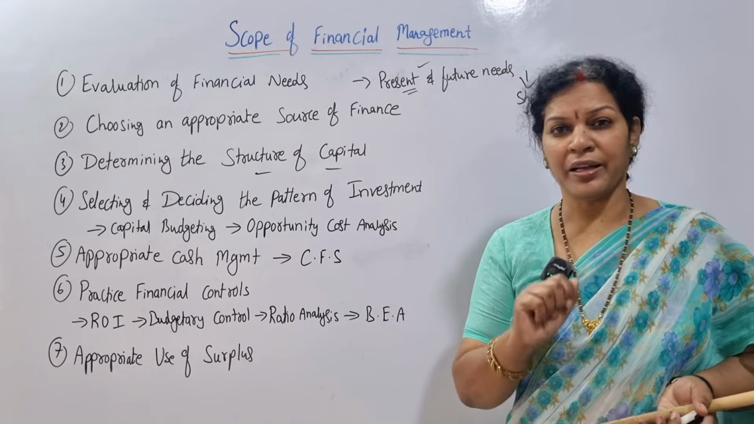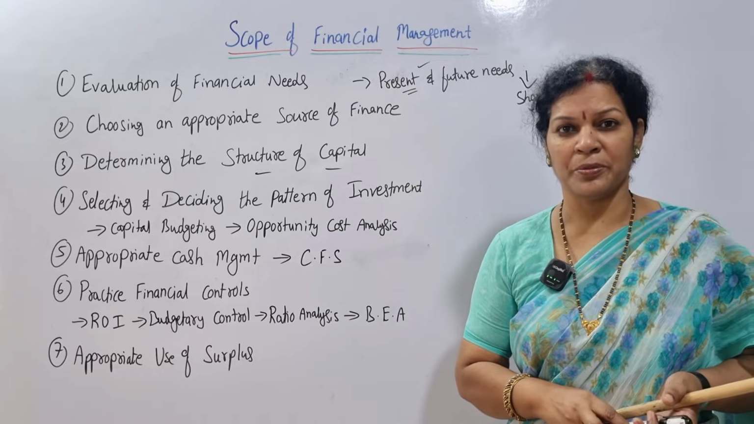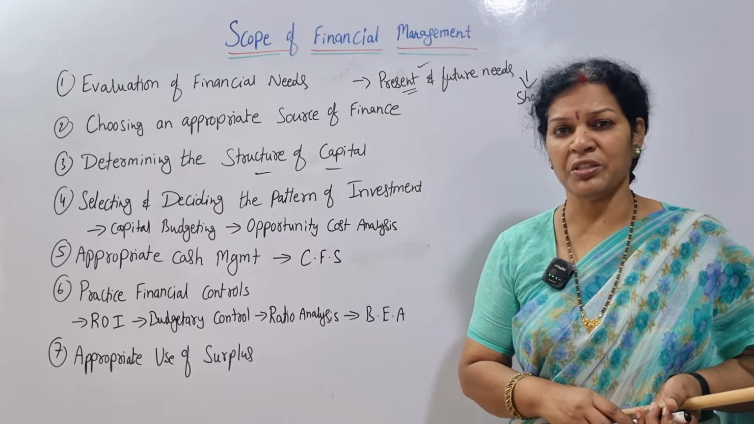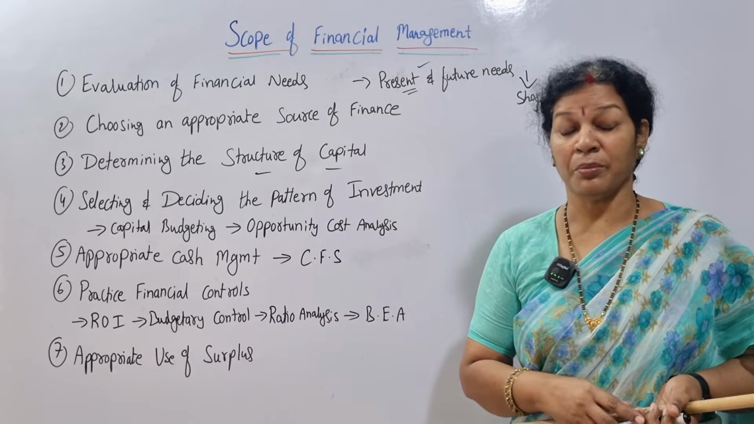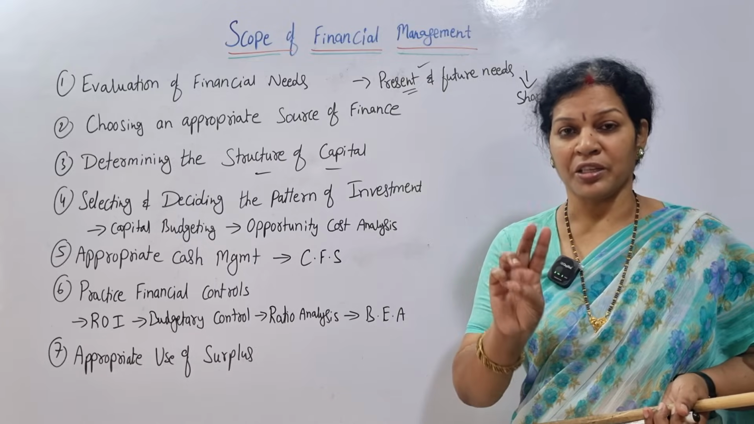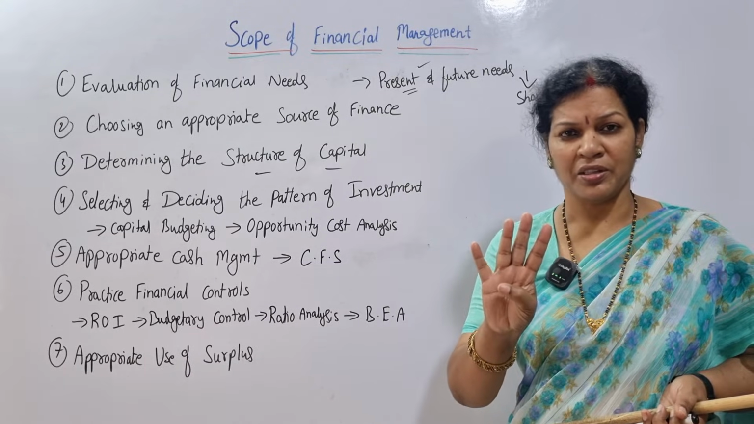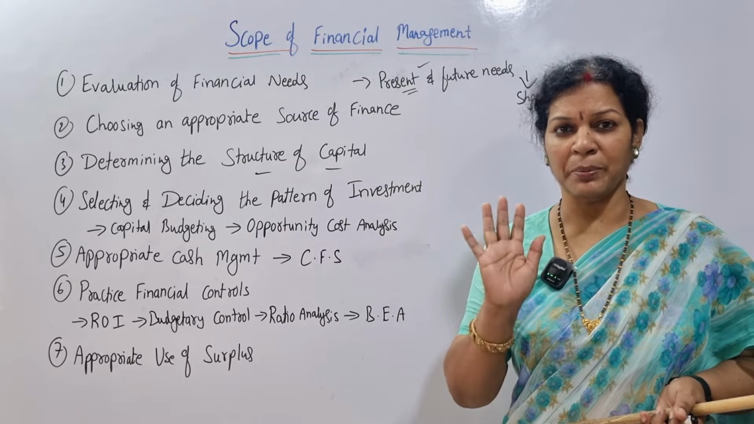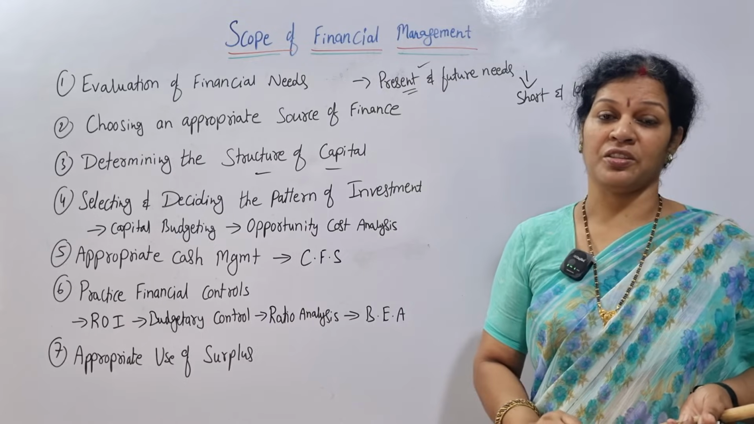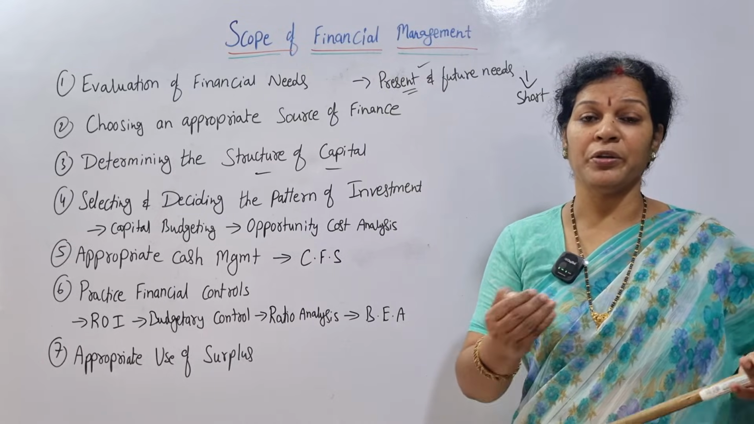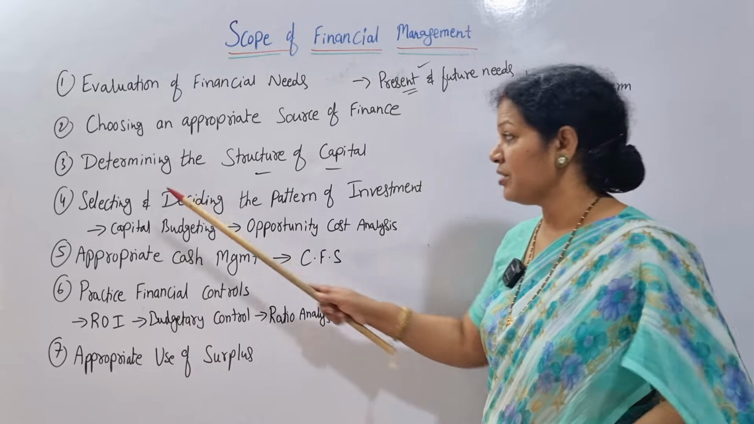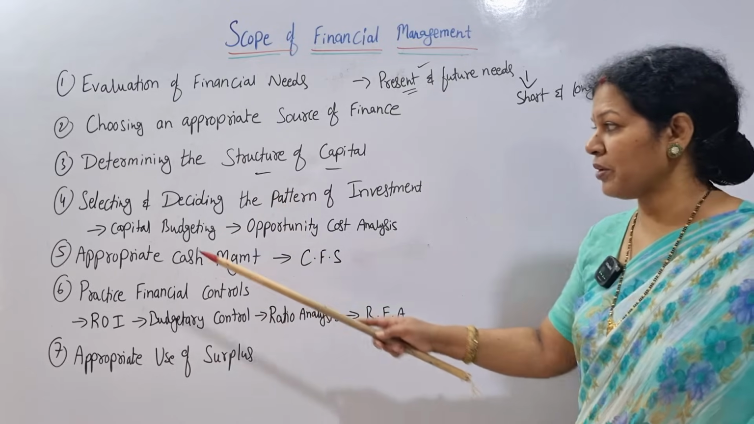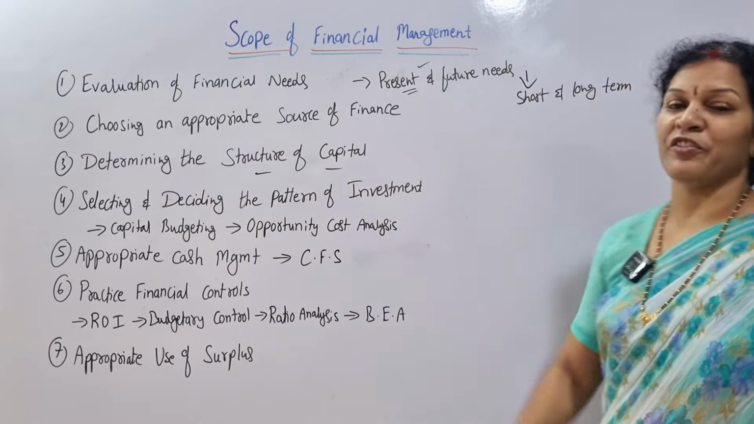say 30 lakh I want to get from equity shares, 10 lakh from issuing debentures, and 10 lakh by taking a loan. 30 lakh from the equity shareholders, 10 lakh from the debenture holders by selling the debentures, and 10 lakh from the bank loan. Like that, the structure of how you want to accumulate and get the funds is determining the structure of capital. Once you know that, then after that you have to focus on selecting and deciding the pattern of investment.